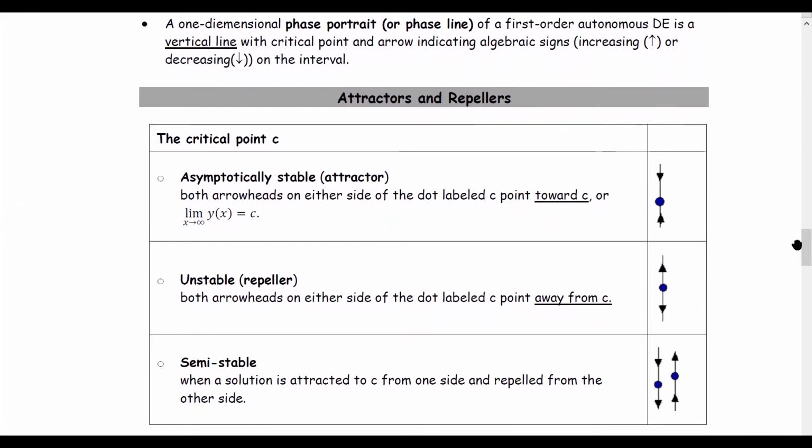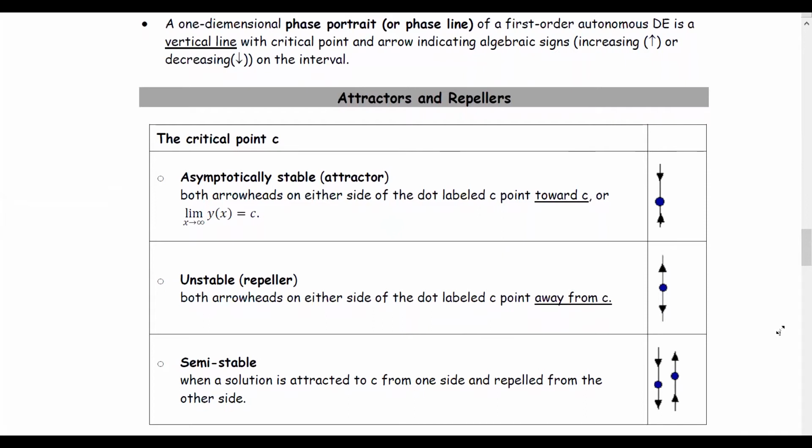The critical points are categorized into three different cases. The first one, asymptotically stable or attractor, where both arrowheads on either side of the dot, or the critical point, point toward c. We can say the limit of the solution y as x approaches infinity equals c.